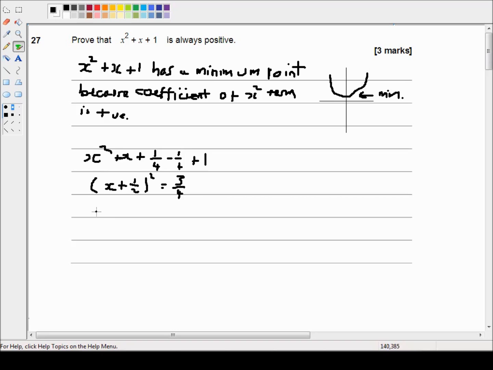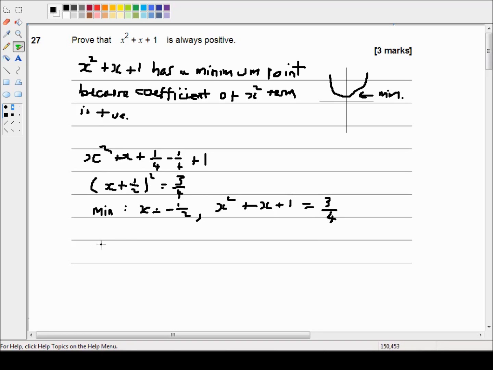So the minimum point is when x equals negative a half, x squared plus x plus 1 equals 3/4.